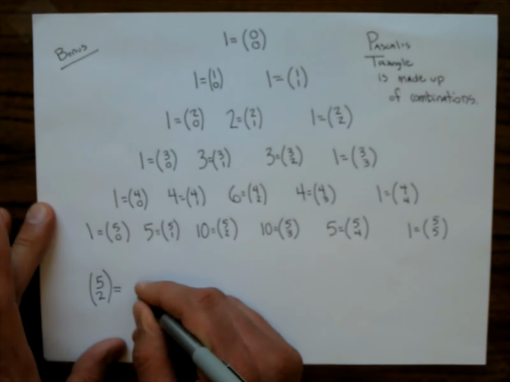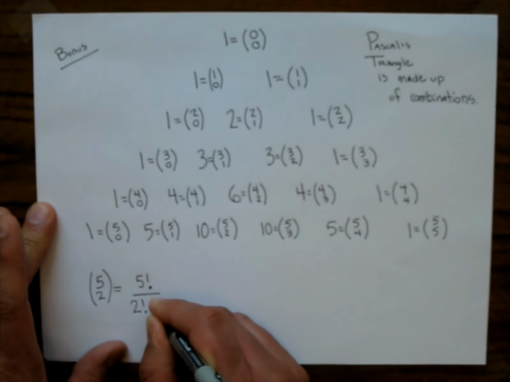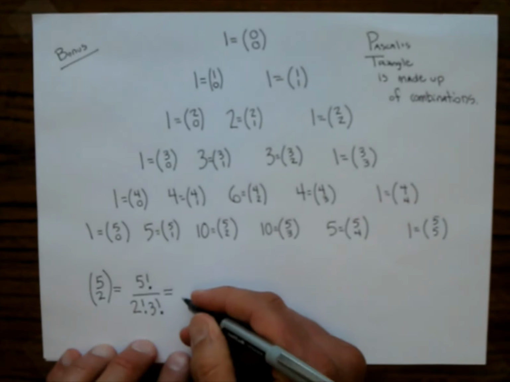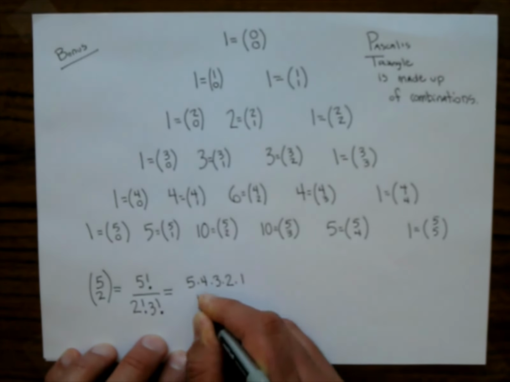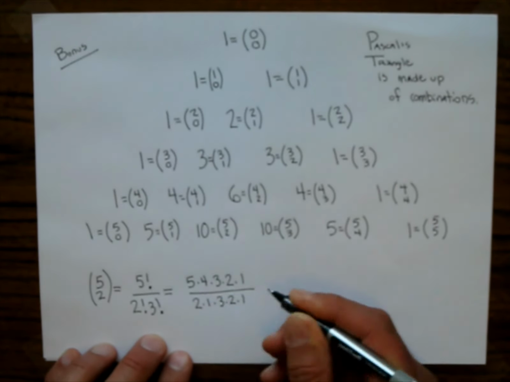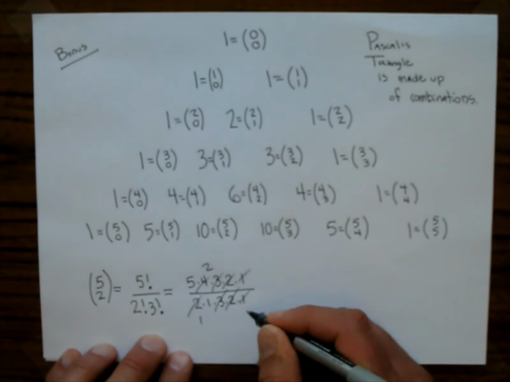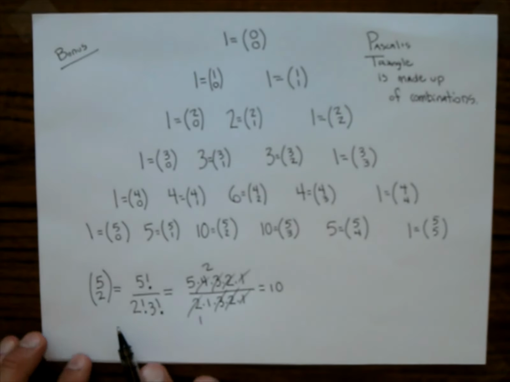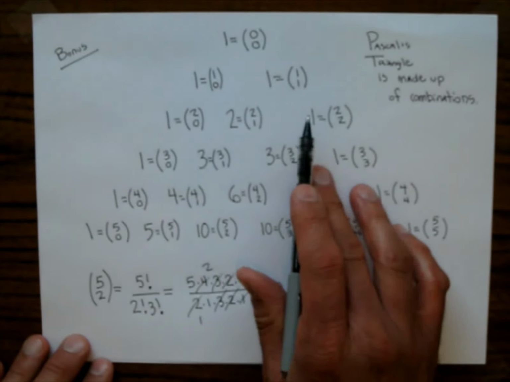5 choose 2 happens to be 5 factorial over 2 factorial times 3 factorial. Now, this is just a definition. You don't need this to do your homework. So this is really 5, 4, 3, 2, 1, and then 3 factorial is 3, 2, 1, and then 2 factorial is 2 times 1. Well, the 3's cancel, the 2's cancel, and you end up getting 10. So we see 5 choose 2 is 10. Now in statistics you might have to do these combinations. So Pascal's triangle is made up of combinations.